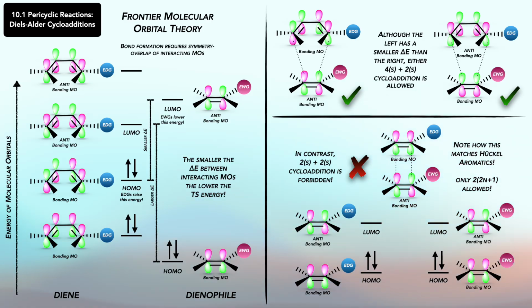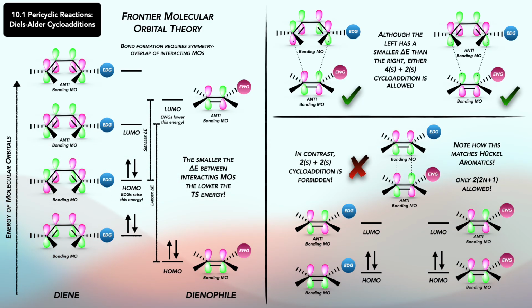Bond formation requires symmetry-allowed overlap of interacting molecular orbitals. The smaller the energy gap between the diene's HOMO and the dienophile's LUMO, the lower the activation energy. This is why electron donating groups and electron withdrawing groups accelerate the reaction. Energy matching controls rate. Symmetry controls permission, and both are required.